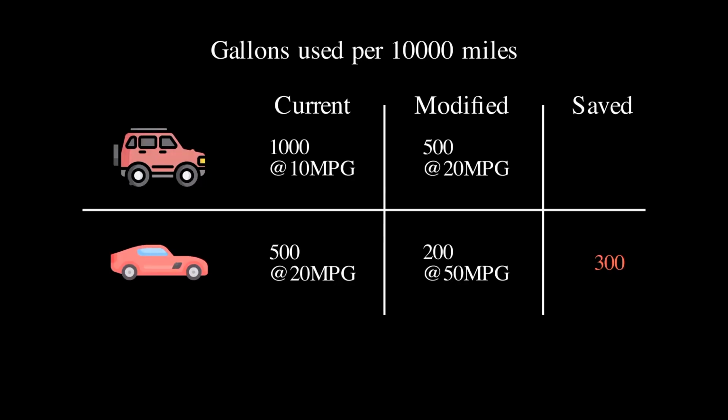On the other hand, for the SUV, for 10 mpg you get 1000 gallons, and for 20 mpg you get 500. So the gallons saved is 500. That means if you had replaced the SUV, that is a better choice. This is counterintuitive, right? We went from 10 to 20, and that saved us more gallons, or more fuel, compared to when we went from 20 to 50. This is interesting.